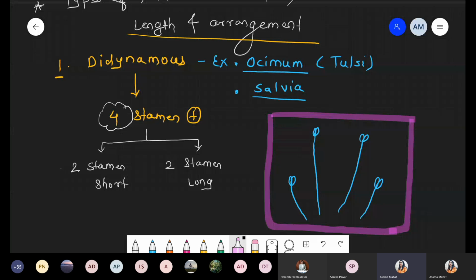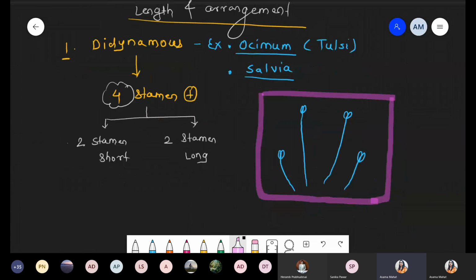Okay, and can you tell me how we represent it in the floral formula? Will it show fusion or not? Is there any fusion between the androecium? So how do we represent it, with bracket or without bracket? Just see this diagram, the diagram for dynamous. How do we represent it, with fusion or without fusion? Clearly it is mentioned, it is without.